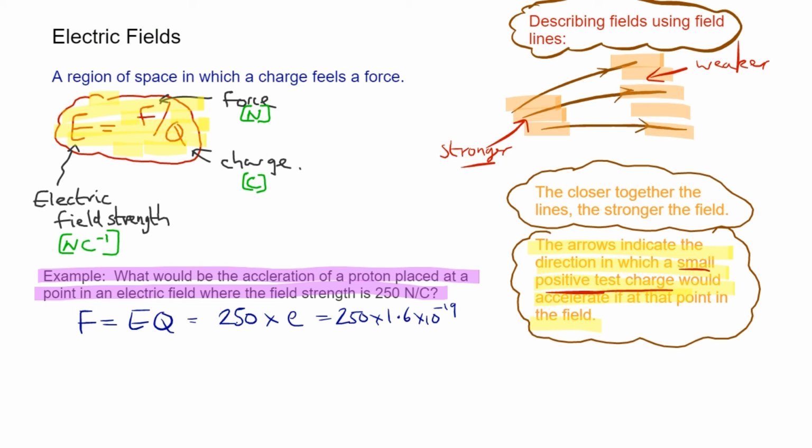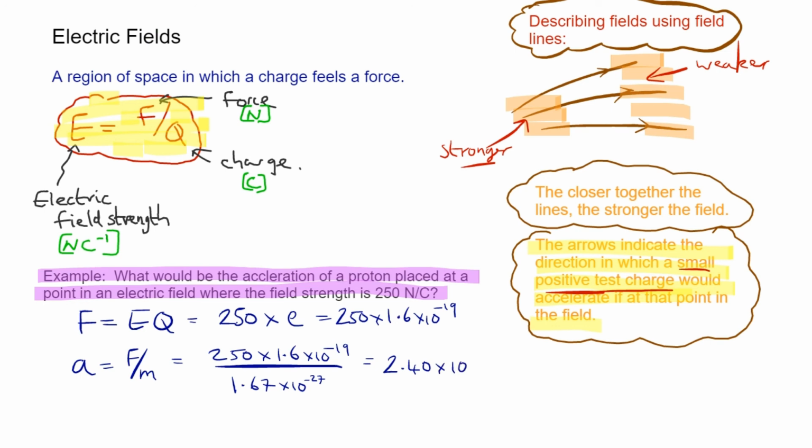That's the force. Now, we haven't got a picture of this particular field, but we know the direction would be in the direction of the field lines that it experienced that force. Then to find the acceleration, we just use F equals ma, so we do F over m, and that's going to give us our final answer. So we're going to end up with 250 times 1.6 times 10 to the minus 19 divided by the mass of the proton, 1.67 times 10 to the minus 27. And if we evaluate that, hopefully you agree that we get a rather huge acceleration, 2.4 times 10 to the plus 10 meters per second squared.